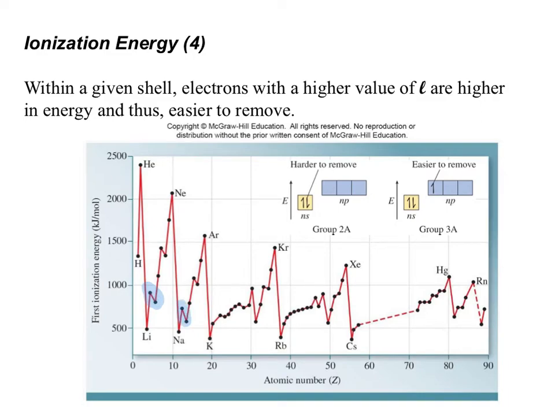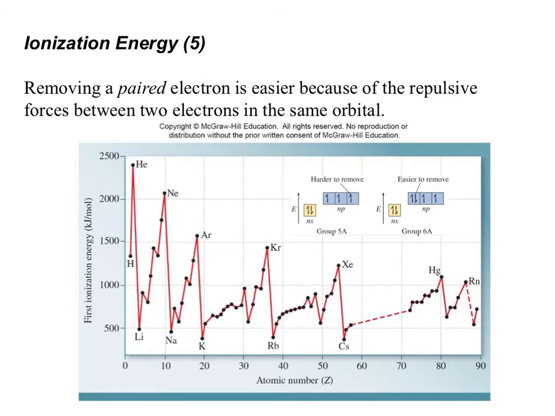You will notice that 2A is higher in first ionization energy than 3A, because with 2A you would have to remove a lower energy s electron, whilst in 3A you get to remove a higher energy p electron. Removing a paired electron is easier because of the repulsive forces between the two electrons in the same orbital.